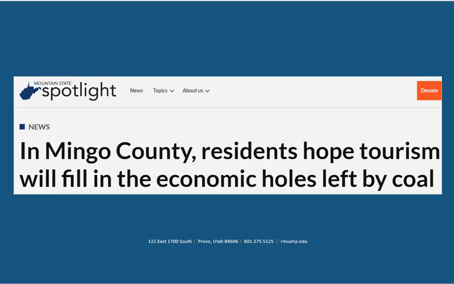In Mingo County, residents hope tourism will fill in the economic holes that are left by coal. How do you make those transitions? And so, again, as you see the impact of disease that's brought about by old technology, in this case coal, how does that community survive or thrive into the future?